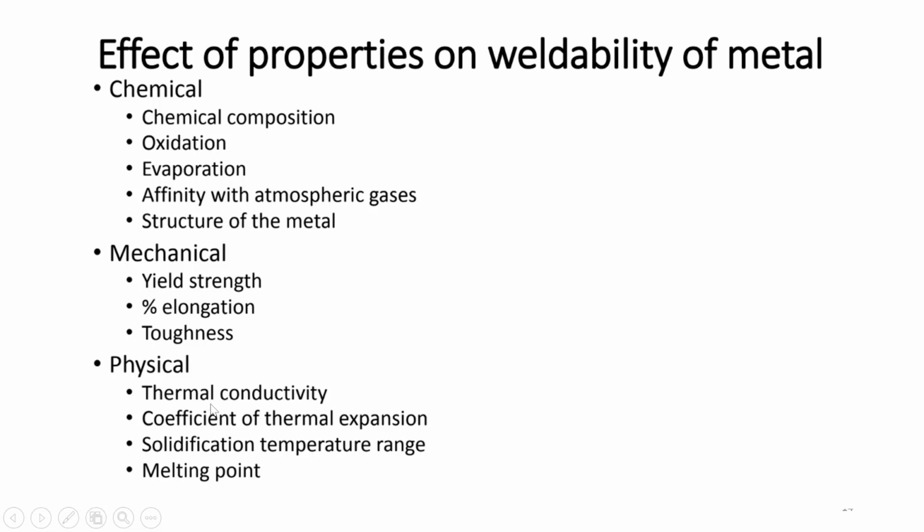Thermal conductivity of steel determines how easily the heat will be dissipated from the welding part. Coefficient of thermal expansion should be lower. Your material should not expand much, otherwise it will show distortion. Solidification temperature range should be lower. Melting point should be higher, or depending on which type of welding you are choosing. If it's lower, then for example in case of aluminum and all, it becomes critical to do welding.